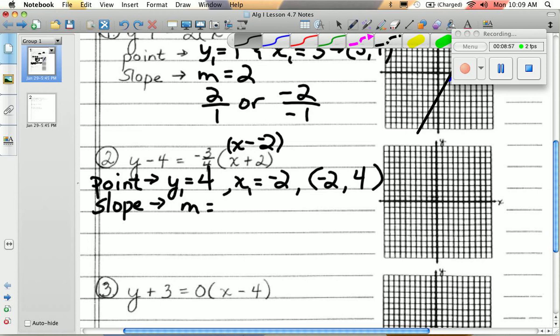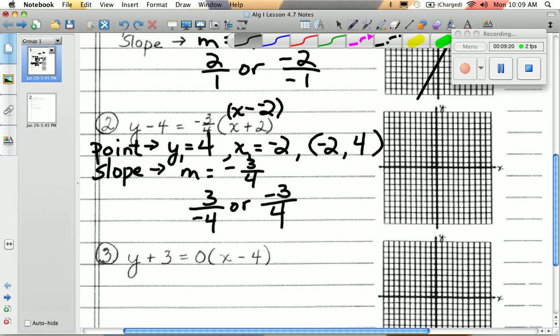Negative 3/4. Okay. What are the 2 ways that we can write that negative 3/4? What's one way? 3 over negative 4. Or negative 3 over positive 4. Either the rise or the run is negative, but they can't both be negative at the same time.